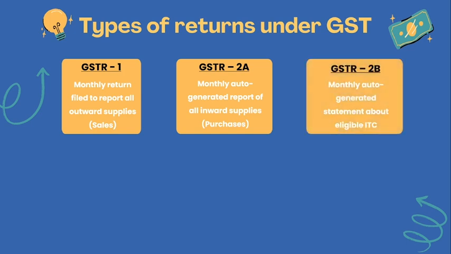Next is GSTR2B. It is also an auto-generated statement, but it is a fixed snapshot of eligible input tax credit for a particular month. Unlike GSTR2A, it is not updated daily.